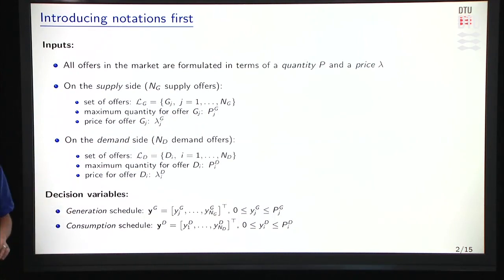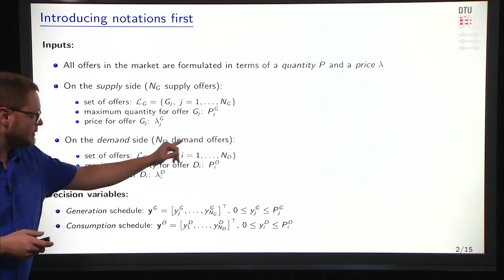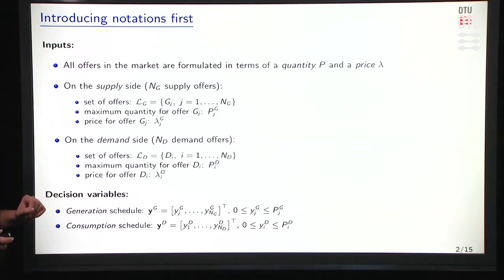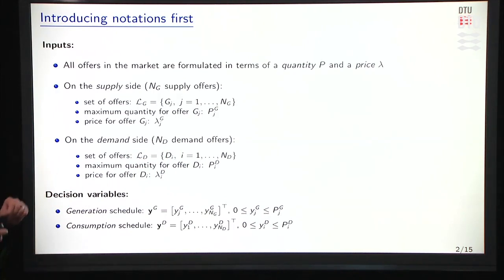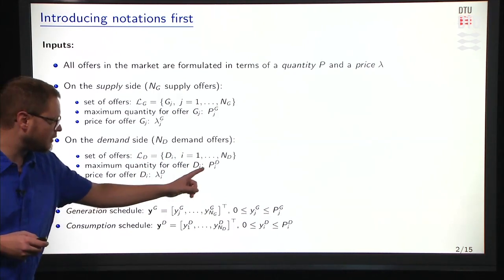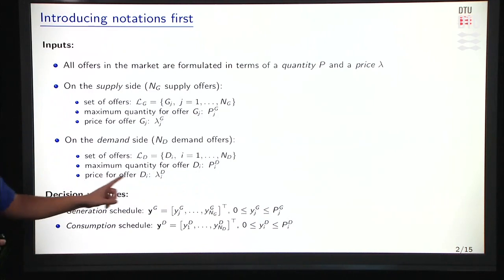On the other side, on the demand side, we have ND demand offers, and the set of offers are going to be denoted by DI and characterized by a maximum quantity for that offer, PID, and a price for that offer, lambda ID.